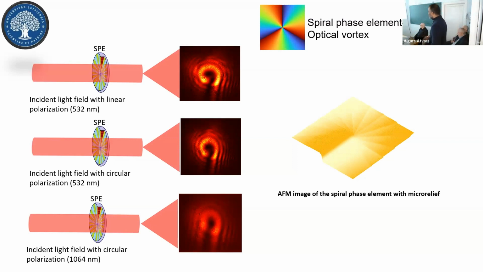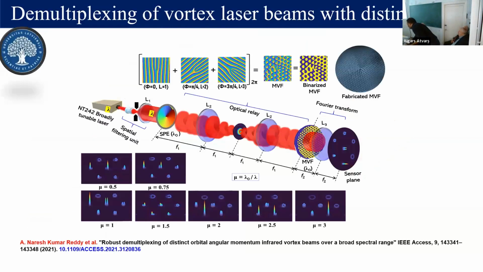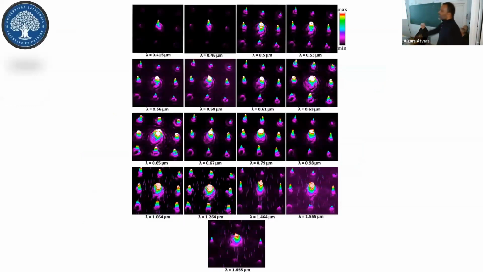Later I used this element in an experimental study. I don't want to go into details because it has a lot of technical explanation, computations, analytics and also experimental measurement. But simply, I can explain that the spiral phase element I developed is used for demultiplexing of vortex laser beams with distinct orbital angular momentum. This is the experimental setup I developed, and these are the experimental results I obtained.